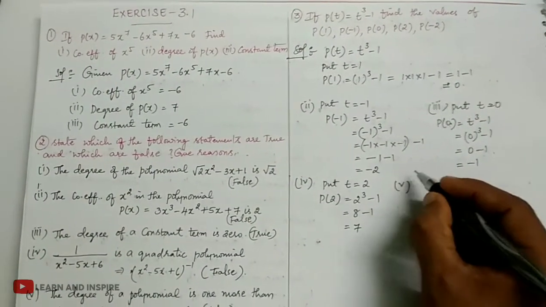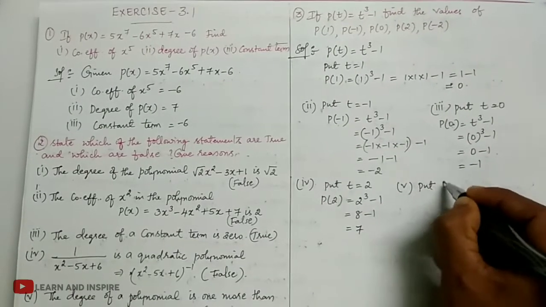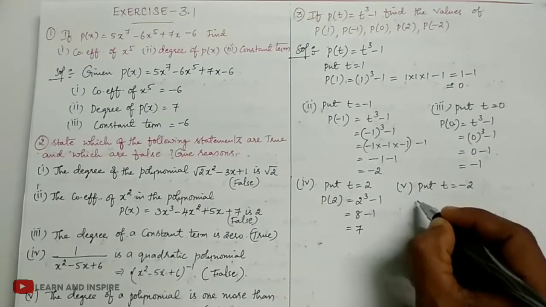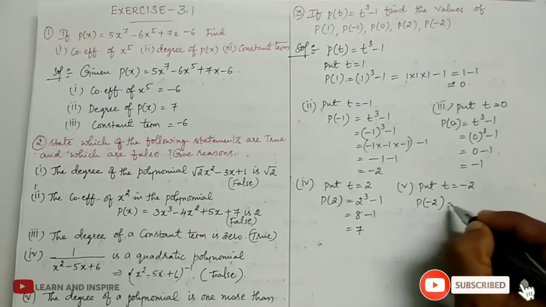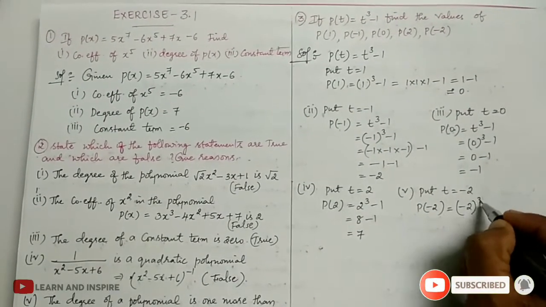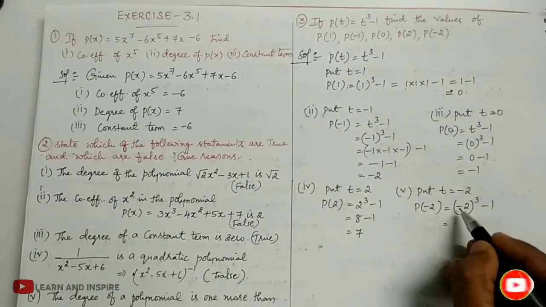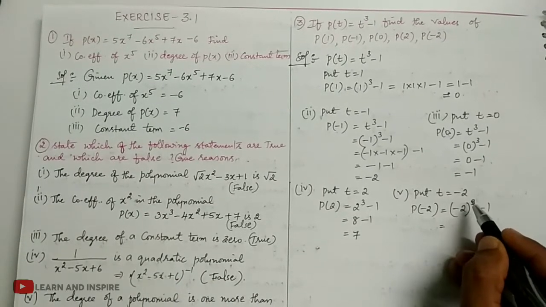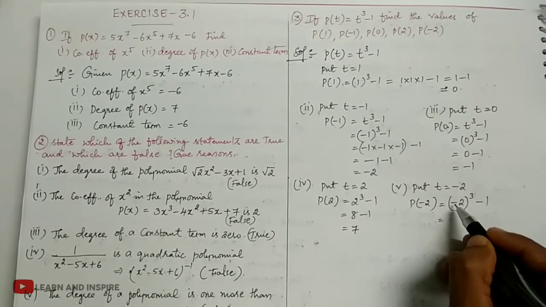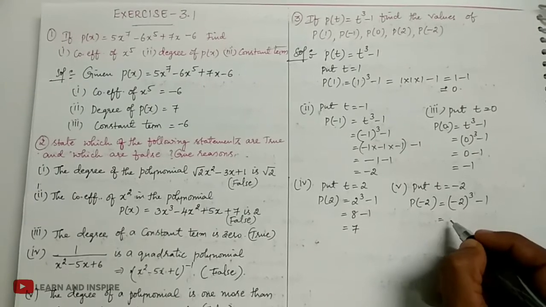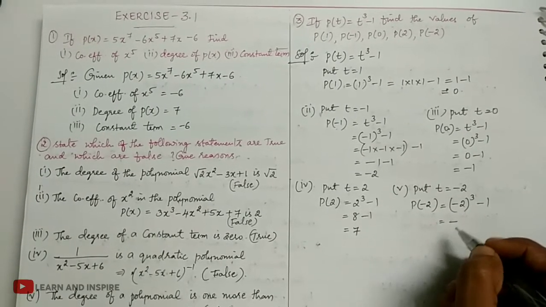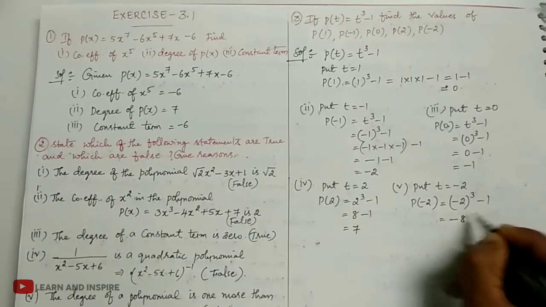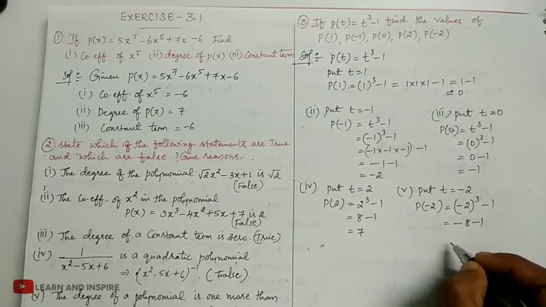Next, the fifth one, put t equal to minus 2. P of minus 2 is equal to minus 2 whole cube minus 1. If I multiply a negative 3 times, we get a negative itself. Now 2 cube is how much? 8. 8 minus 1, the minus 1 as it is.